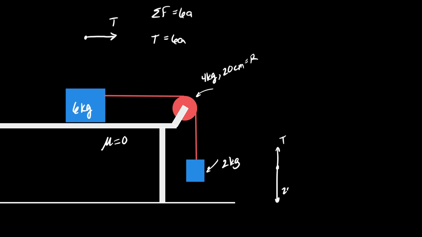This is 20 newtons. And if I were to write a net force equation, I would want this to be the positive direction for everything. So I would say 20 minus tension equals 2A.